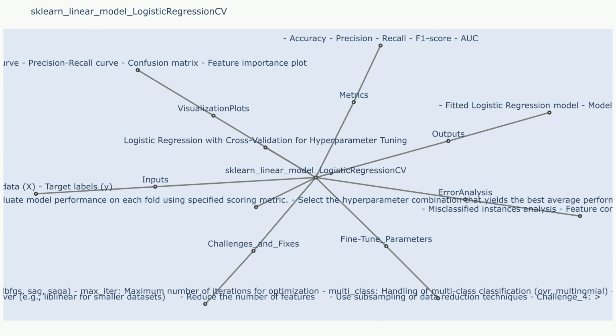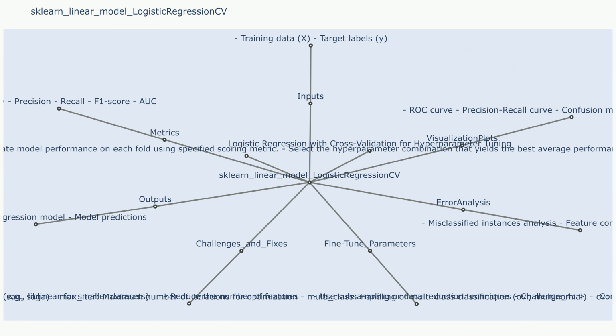Training logistic regression CV can be computationally expensive, especially with large datasets and multiple values of C. Sample use case that resulted in Challenge 5 when dealing with large datasets and a wide range of C values. The cross-validation process can take a significant amount of time.